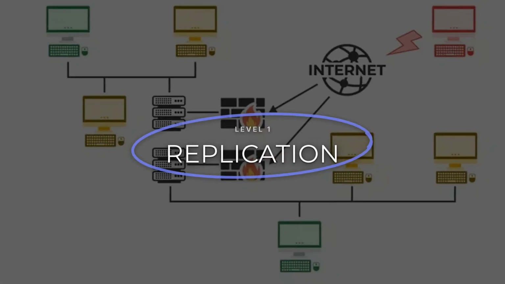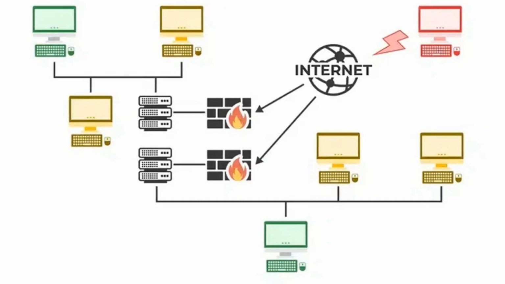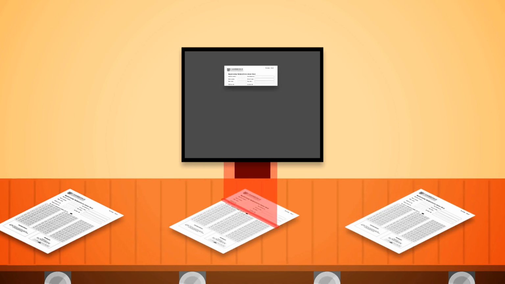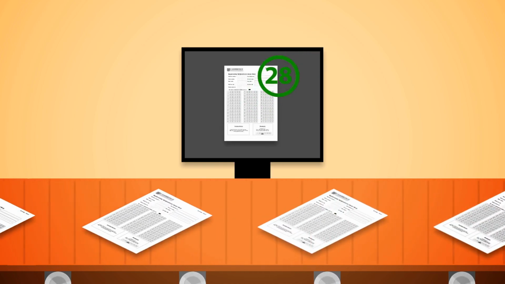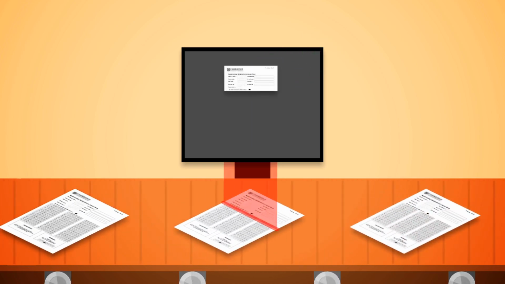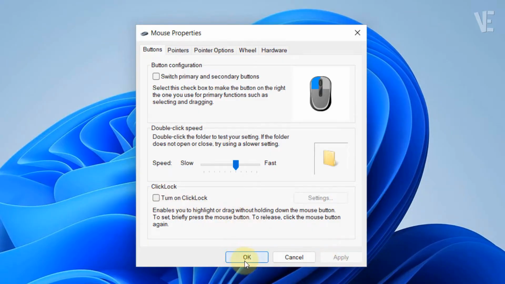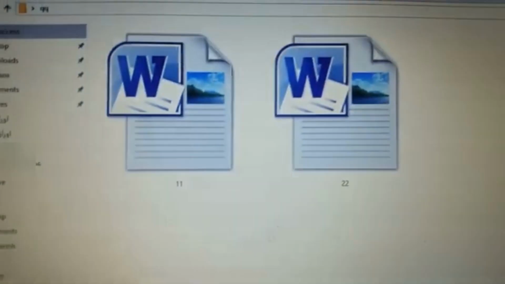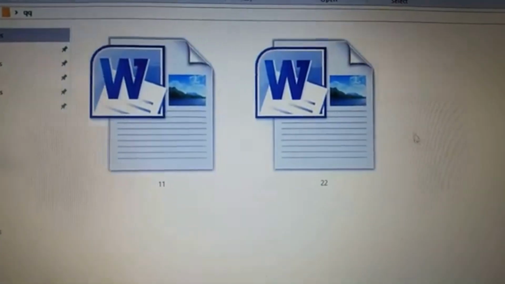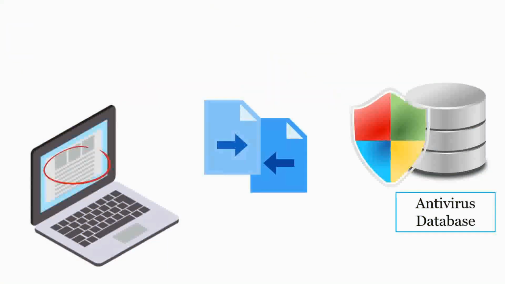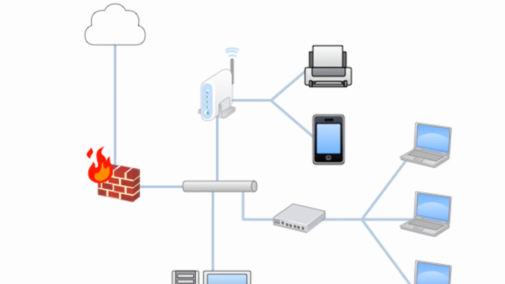Level 1. Replication. Some malware doesn't wait for you to help it. It just copies itself. Take the virus. It attaches itself to a real file, a document, a program, an email attachment, and it needs a human to actually open that file before it activates and starts to spread. No open, no infection. Now take the worm.